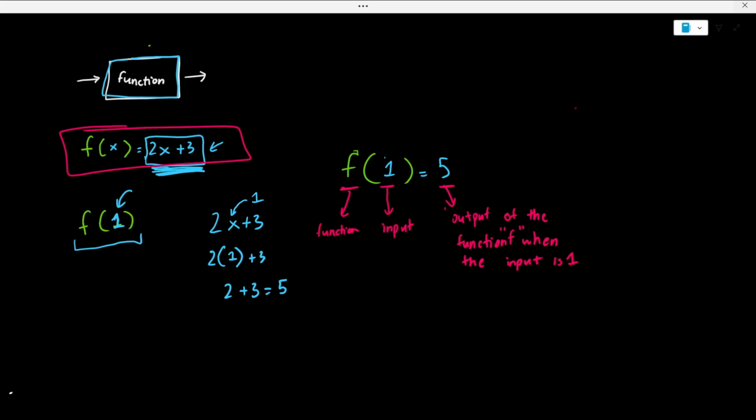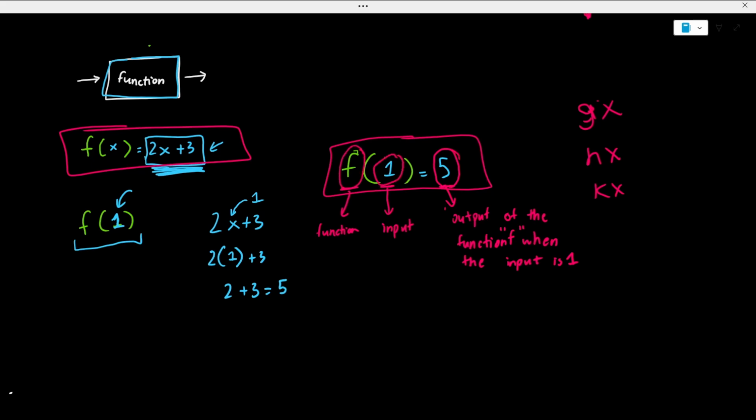This 5 isn't the output of a function g, or of a function h, or of a function k. It's the output of a function f. So this is the general notation for a function, and this is how you read a function. This part tells you what function you're talking about. This tells you the input, and this tells you the output of that specific function for that specific input.